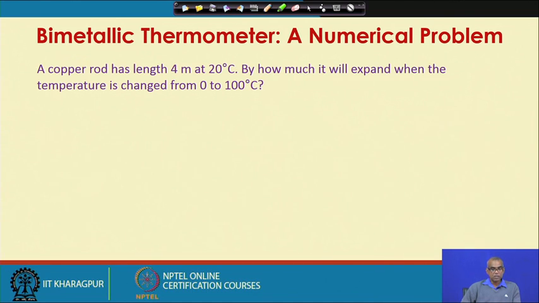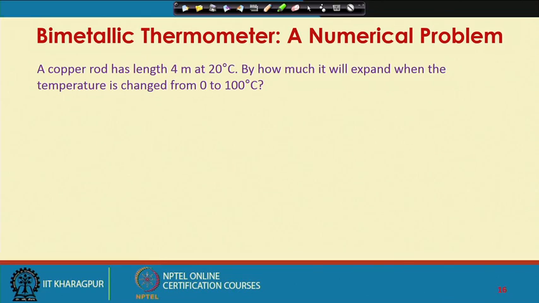So, we will stop this discussion with a numerical problem. Let us consider a simple numerical problem. A copper rod has length 4 meter at 20 degrees Celsius. By how much will it expand when the temperature is changed from 0 to 100 degrees Celsius? So, how do I solve it?